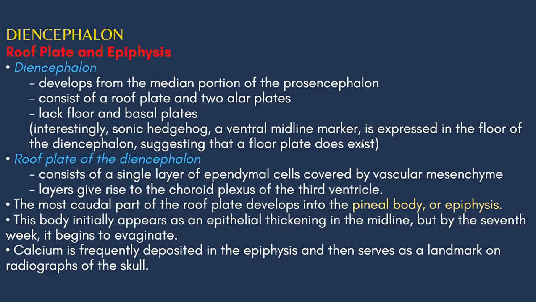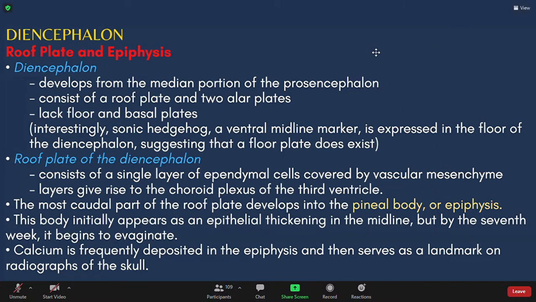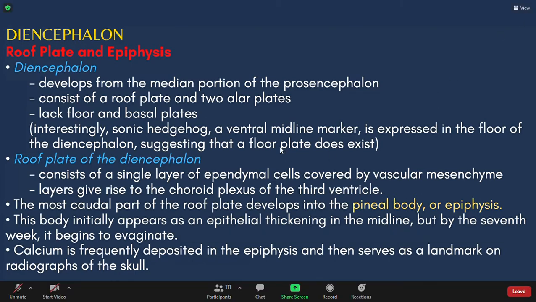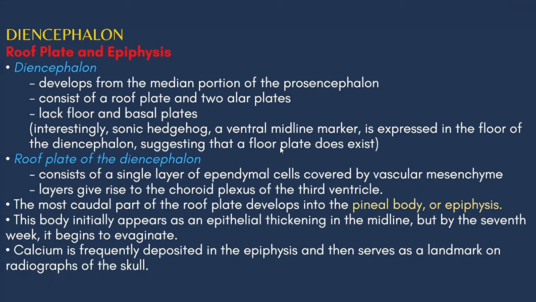So the diencephalon has a roof plate and the epiphysis. The roof is formed from the thin tela choroidea, which is a combination of two membranes, the ependyma and the pia mater. Within the tela choroidea are two plexuses of blood vessels that bulge downwards in the cavity of the third ventricle. So these are the choroid plexuses of the third ventricle, which function as a point of production of the CSF. So the roof plate of the diencephalon consists of a single layer of ependymal cells covered by vascular mesenchyme.